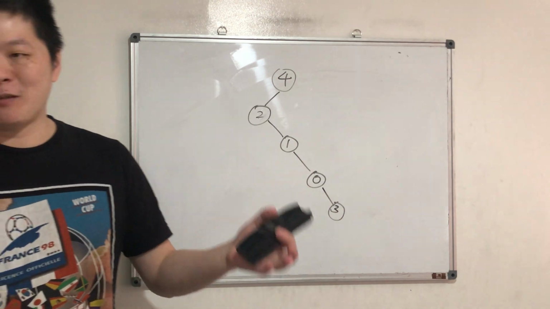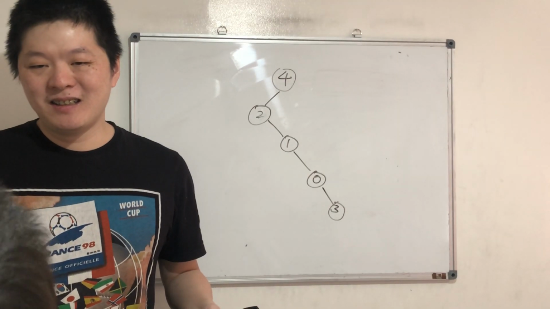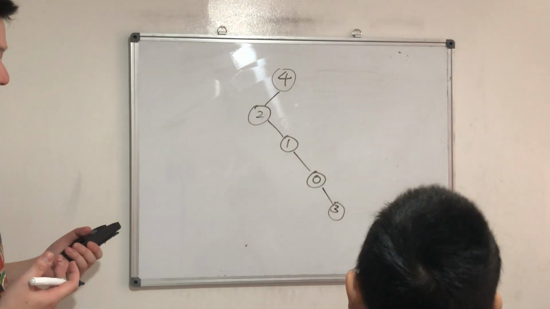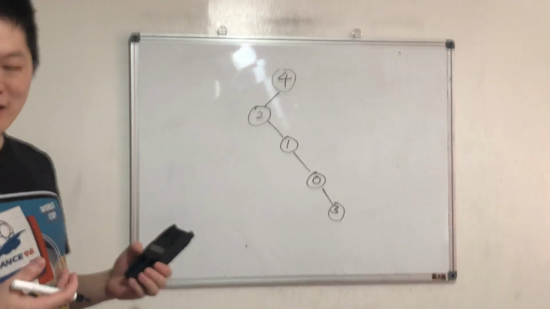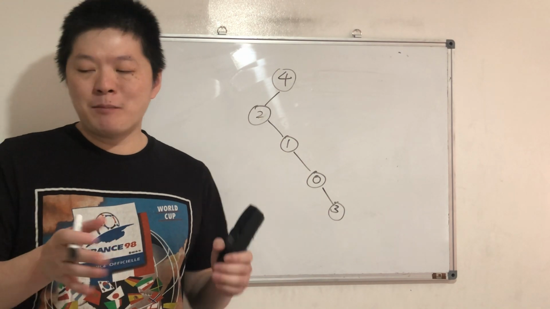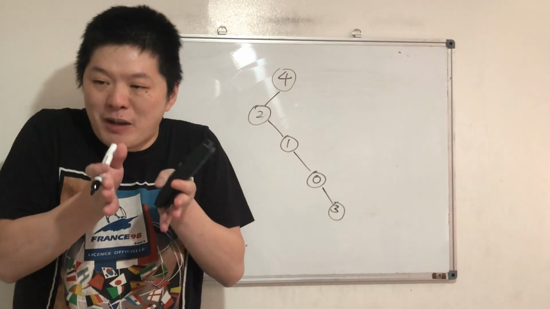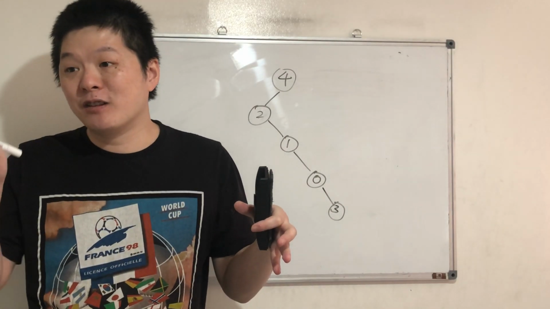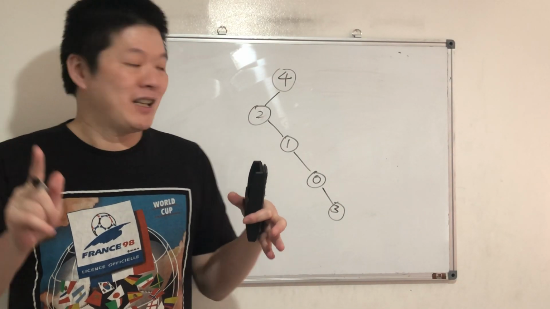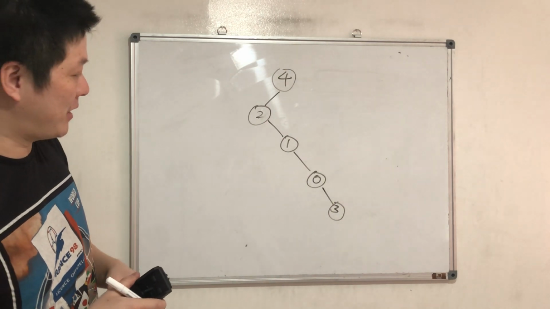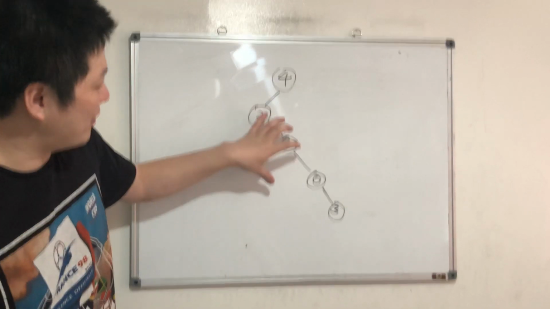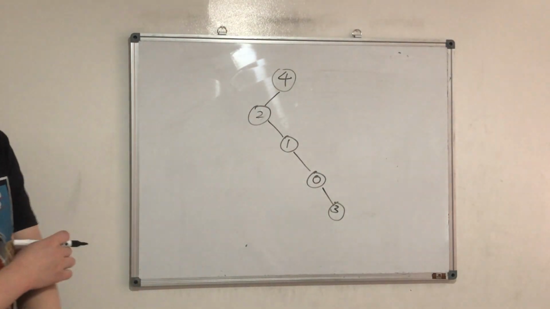So what's balanced? What's unbalanced? A balanced one is like a full binary tree. Not really. Balanced means the maximum difference between any left and any right is smaller than or equal to 1, right? So this is definitely not balanced, because look, this is a lot, right?